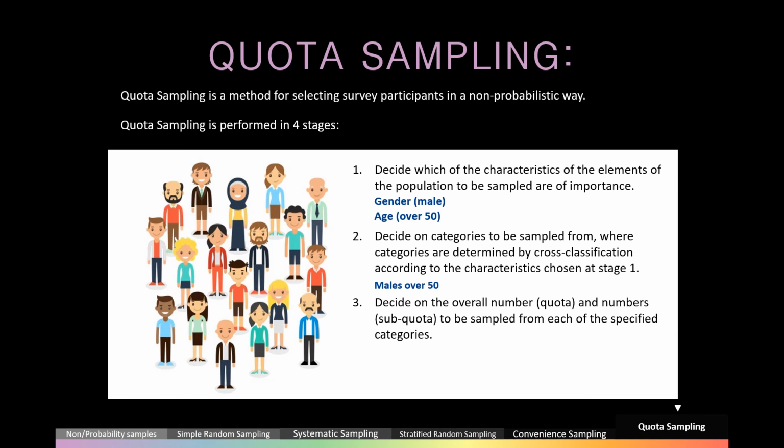So let us say we wanted 4 people in our sample. That would mean that we would take 4 people from males over 50 because we only have 1 category. And finally, we're going to collect our information required until all our quotas are obtained.